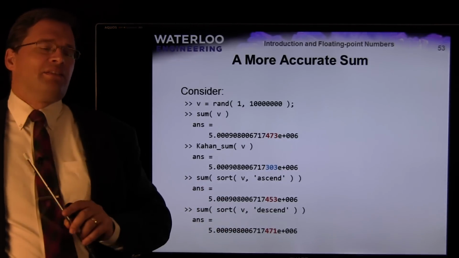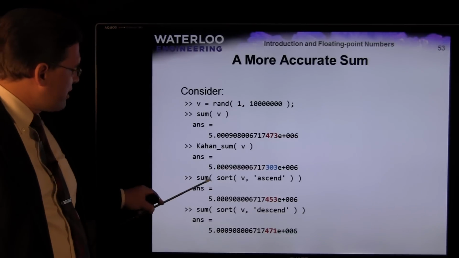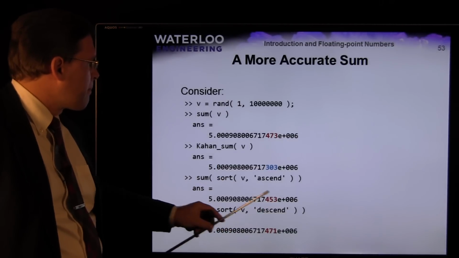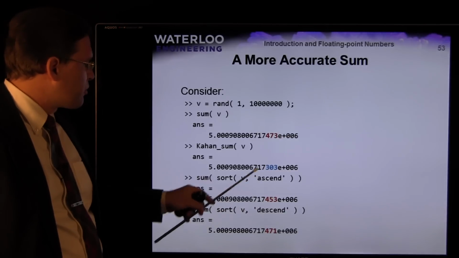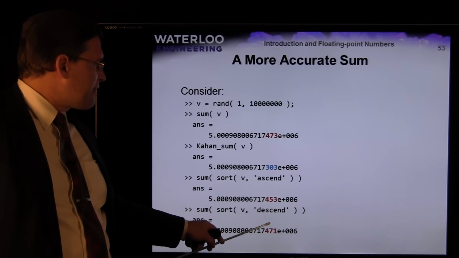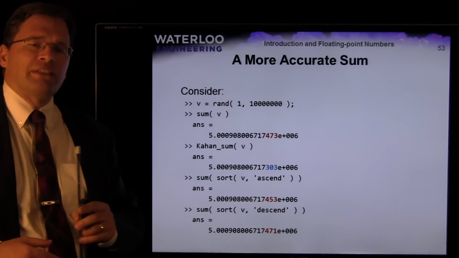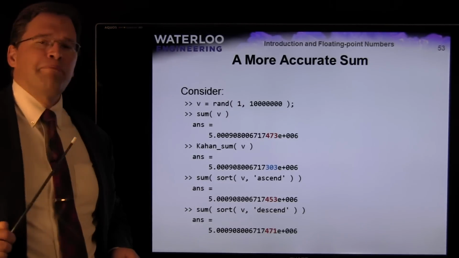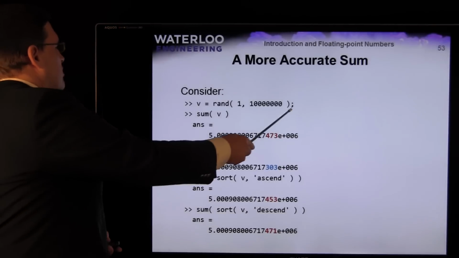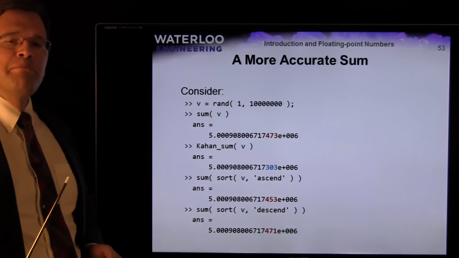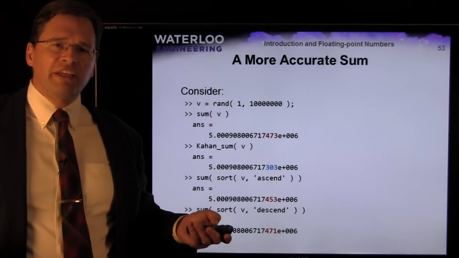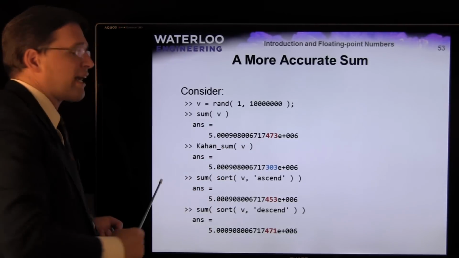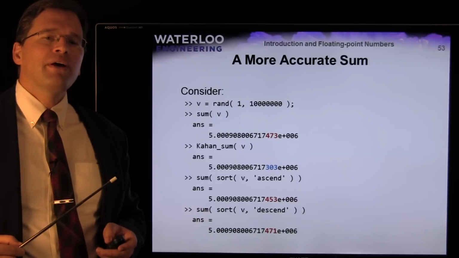Well, what happens if I sort them first and then add them? If I sort them first in ascending order, from smallest to largest, I get yet a different number, slightly closer to the actual value. And if I sort them descending, I get again a reasonably bad approximation. So I'm claiming that this is the best approximation of this sum of 10 million random numbers. Do you believe me? Why is this one any more correct than any other value that I've shown there?